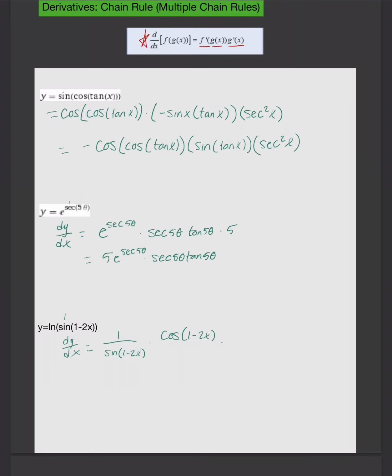and now we multiply by our innermost function derivative, 1 minus 2x, which would be negative 2, that derivative. So if we clean this up, it'll look like negative 2 times cosine of 1 minus 2x divided by sine of 1 minus 2x. And since sine over cosine is tangent, and this is opposite, we can make that tangent on the denominator. So we'll have a tangent of 1 minus 2x.